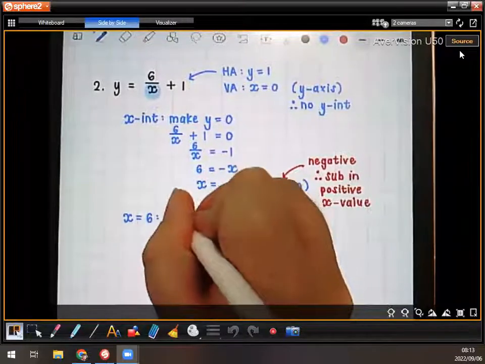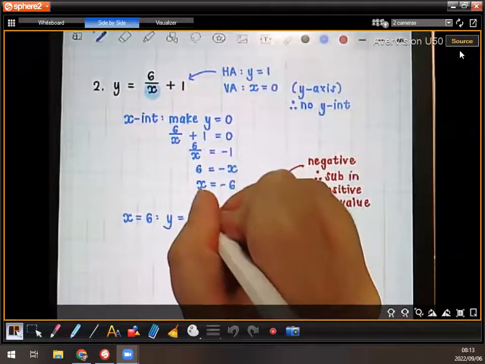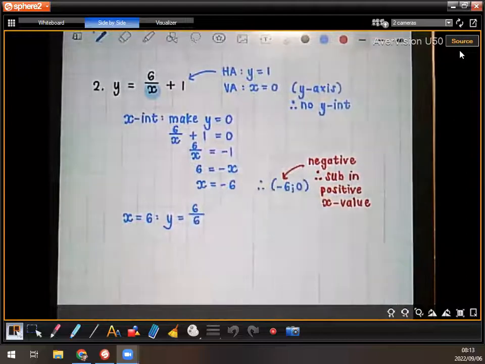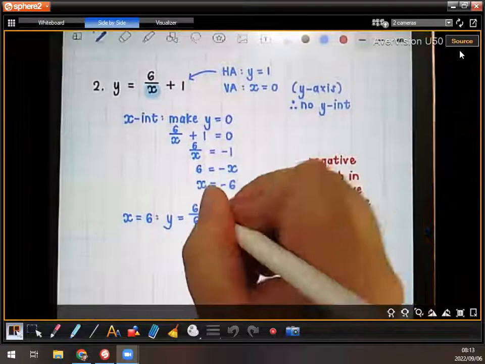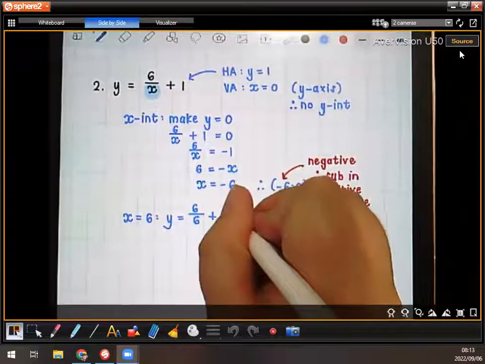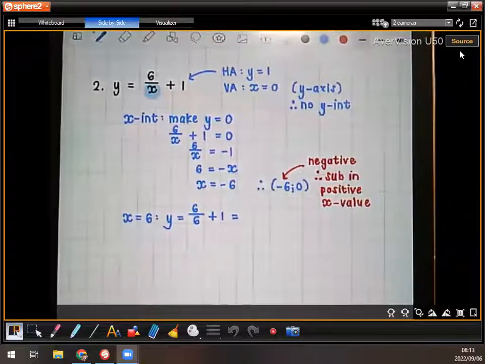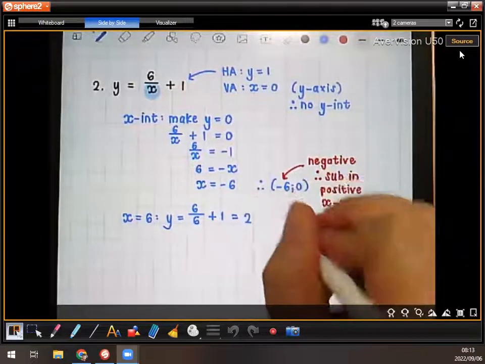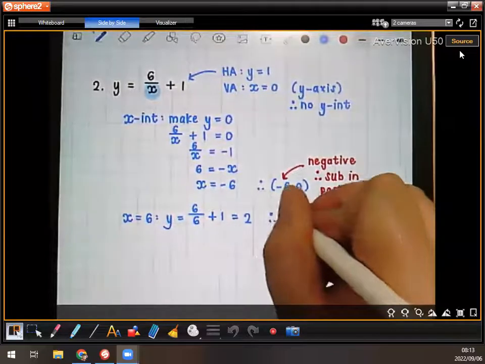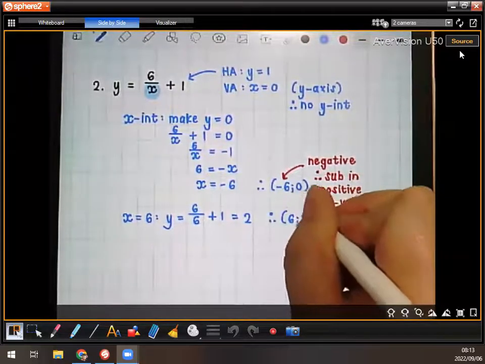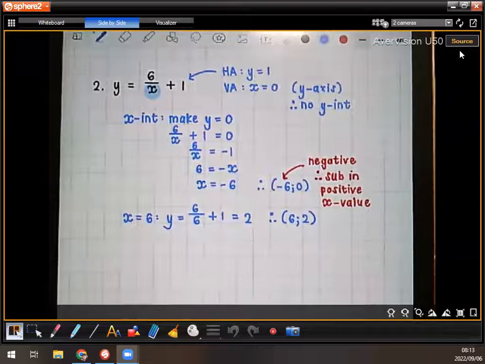To get that y value, we sub it into the equation of the graph. So 6 over x now becomes 6 over 6, plus 1, which is 2. So that gives us our positive x value point, which is the point 6 and 2.